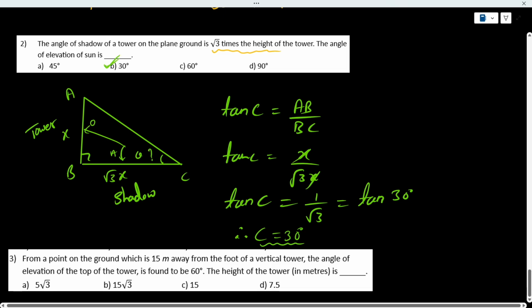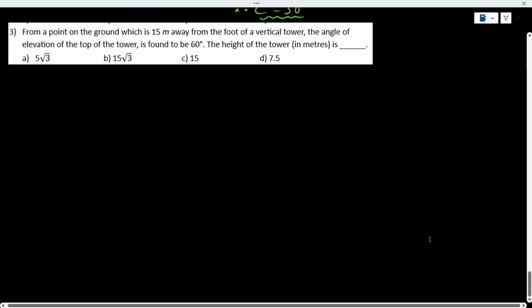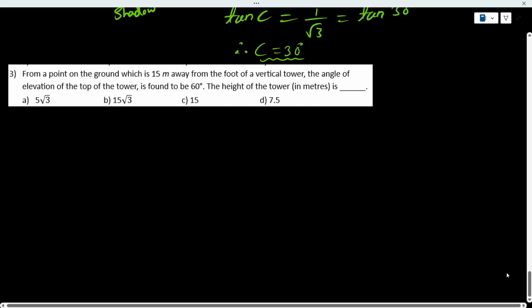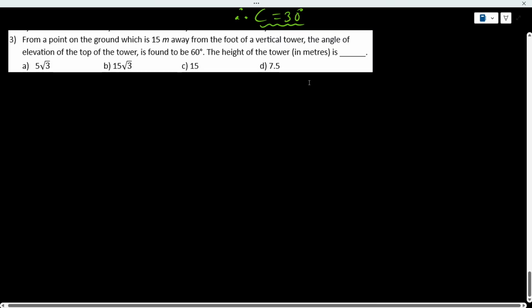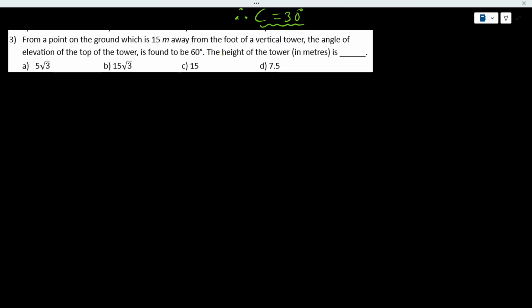Now, next question. If I go here, what is given in the next question? From a point on the ground which is 15 meter away from the foot of the vertical tower, the angle of elevation of the top of the tower is found to be 60 degrees. Find the height of the tower.